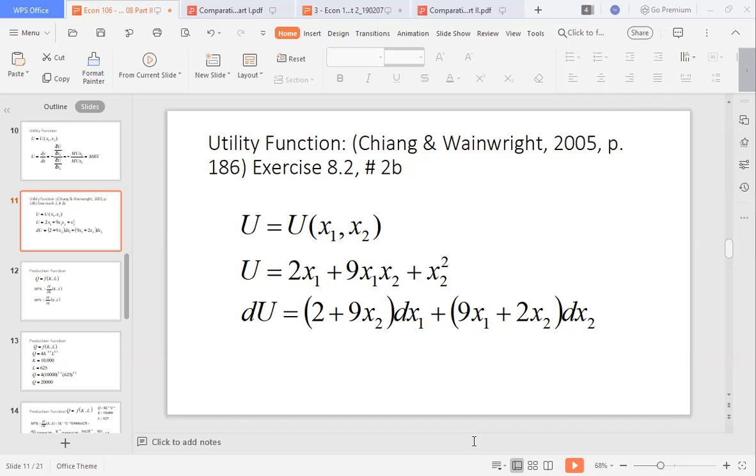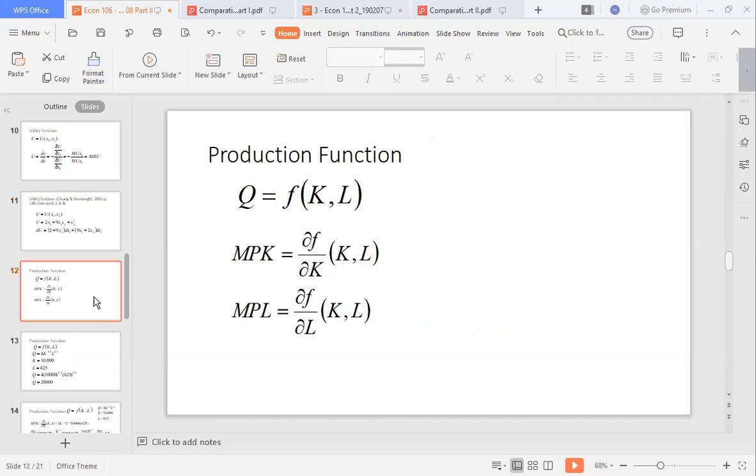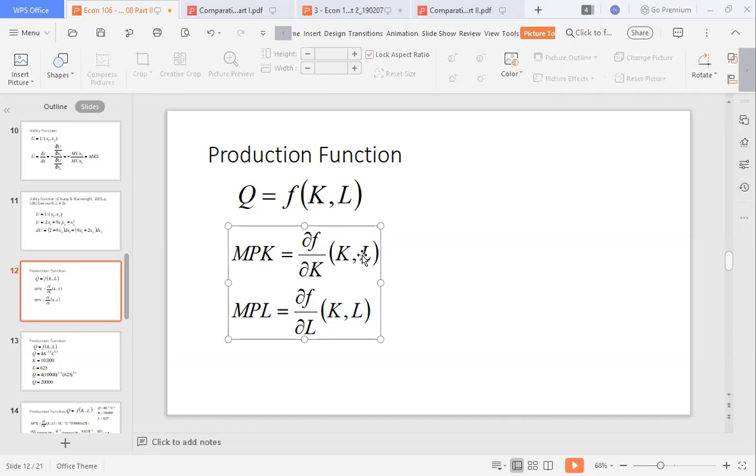So far it's clear. Now let's go to production function, class. Again, this is another economic application of total differentials. As a review, when you have a production function, Q is a function of capital and labor. Now, we were also introduced in chapter 7 that when you're getting the partial derivative with respect to K and L, you will get this. When you have MPK, it means that you're only allowing K to change and you're holding L constant.